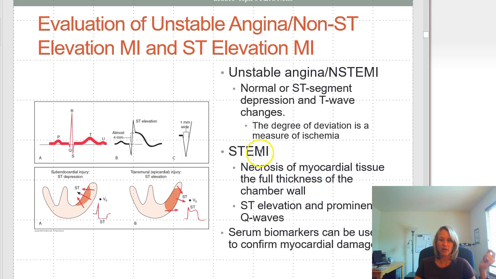ST elevation MI, on the other hand, shows ST elevation. So here's the normal ST segment, and here it is elevated. And that indicates there's been necrosis of the myocardial tissue of the full thickness of the chamber wall. We can also see prominent, wide Q waves. Now, to confirm that it was a myocardial infarction, we can look at those serum enzymes that were released from necrosis of cardiac myocytes.